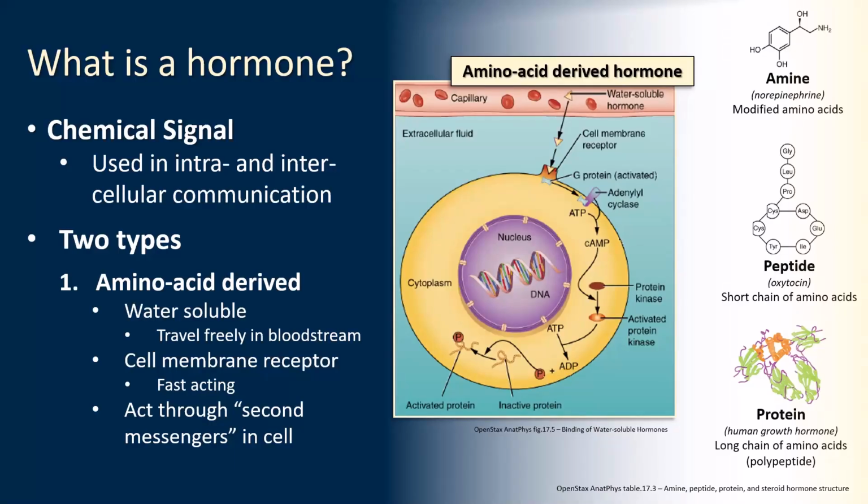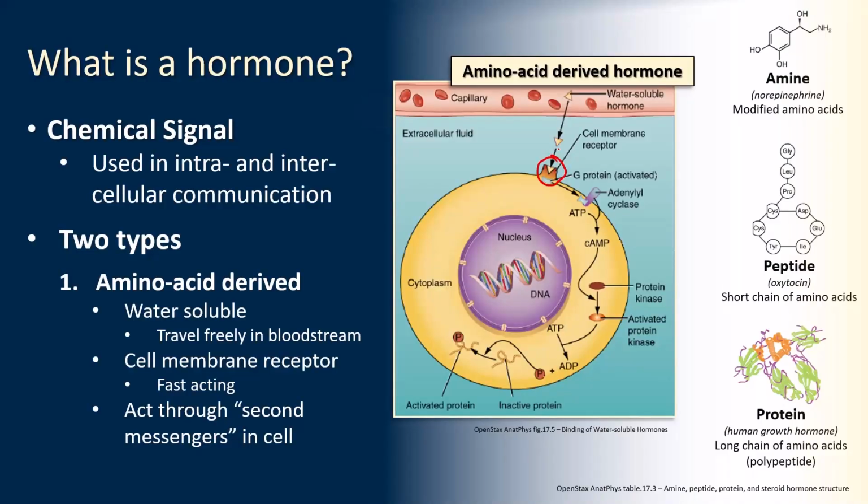The first type is an amino acid derived hormone. These are water soluble, so that means that they travel freely through the bloodstream. They get secreted and picked up, and they go right through the blood. Because they are water soluble though, they can't go through cell membranes. So they have to have a receptor on the cell membrane, and that's what we see right here.